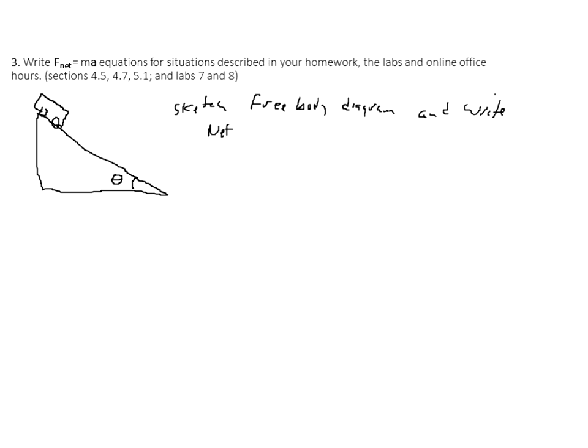And then sketch the net force in the x direction, which can also be written as the sum of the forces in the x direction, and the sum of the forces in the y direction. So first we need to sketch that. And for this, I want to have a tilted coordinate system.